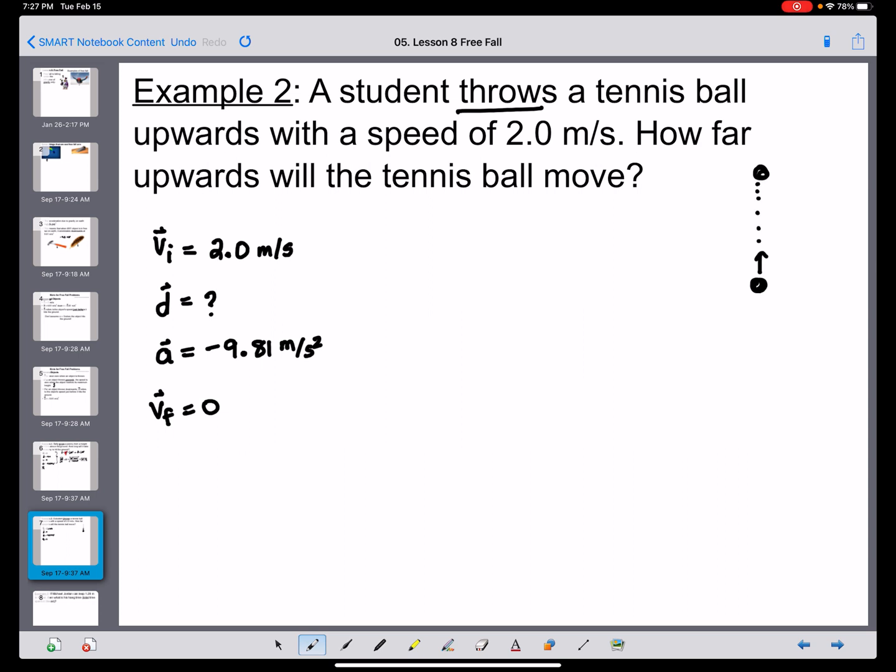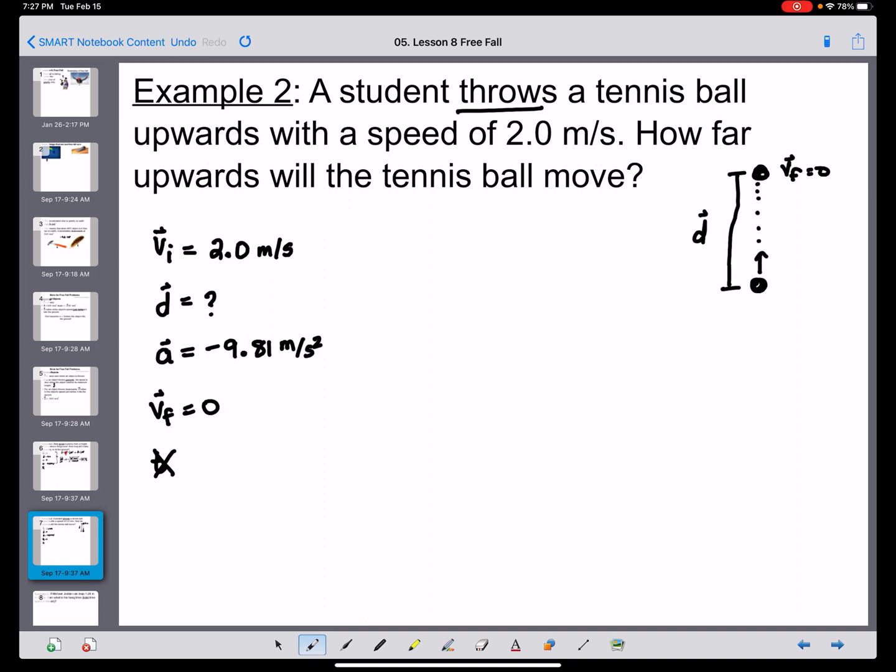Eventually, it gets to some highest point up here, and at this highest point, the speed is 0, and we're basically asking for this distance or displacement. All right, so this time, if I look at my variables list, this time I don't know T. T is not given, T is not asked for.